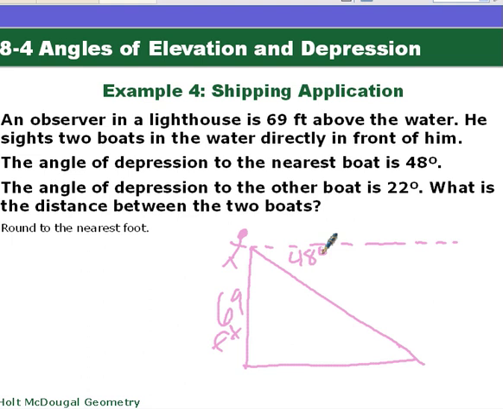So then we have another boat coming out there, where this should have been 48 here, and this is 22 degrees. What is the distance between the 2 boats? We're trying to find this distance here.